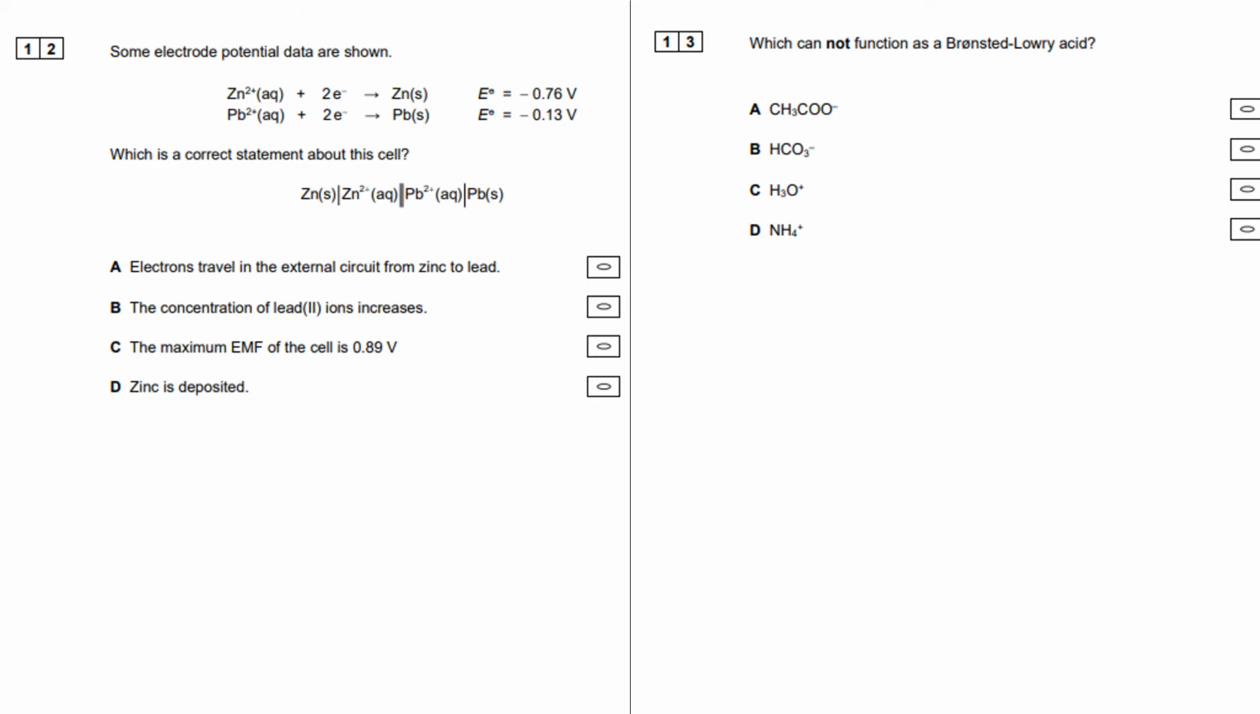Question 12, some electrode potential data are shown. What's the correct statement about this cell? And it gives you the cell diagram. So when a cell diagram is given to you, the electrons are going to flow from left to right, provided the substance on the left, the substance at the anode, is more negative or has a more negative electrode potential than the substance on the right at the cathode. So let's just check, does zinc have a more negative electrode potential than lead? It does. So electrons are going to travel from left to right.